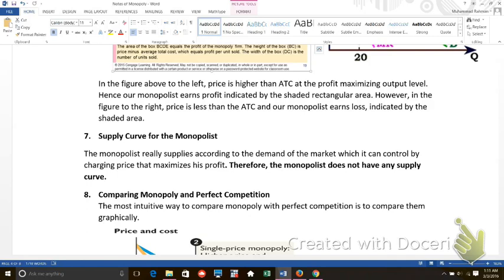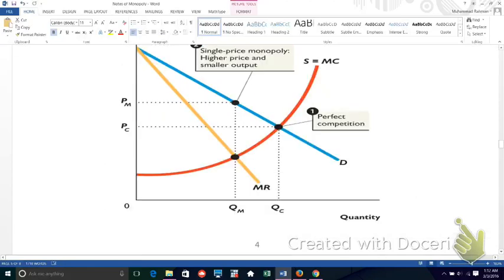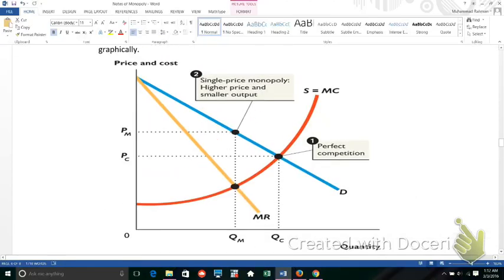Now, this difference between the price and the quantity that monopoly charges as opposed to perfect competition has welfare consequences. Let's now look at the welfare consequences of perfect competition and monopoly. We're going to look at this in two steps. First, we are going to compare the output and price decisions under monopoly with perfect competition. And we have drawn a very intuitive graph here. And the single graph can be used to identify the output and pricing decisions of both the monopolist and perfect competition.